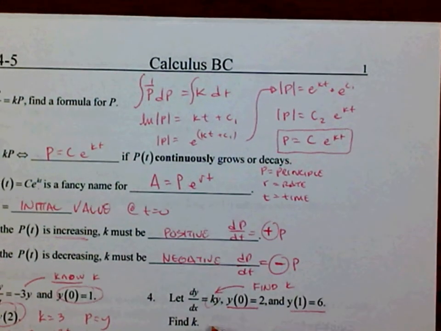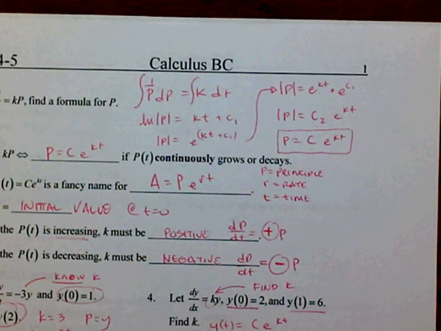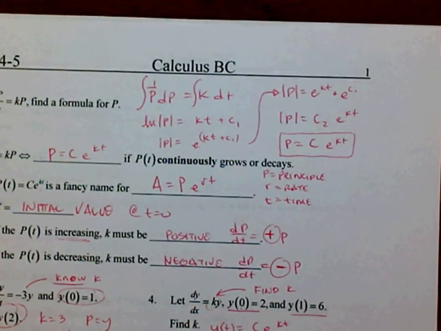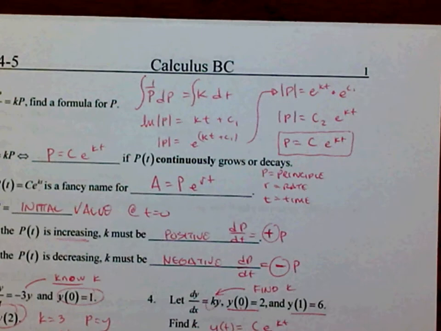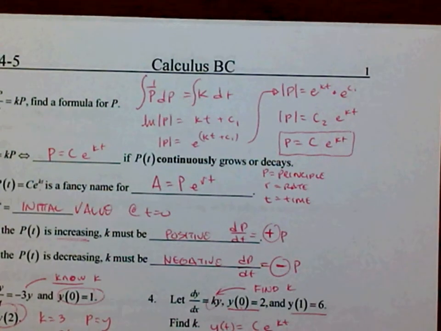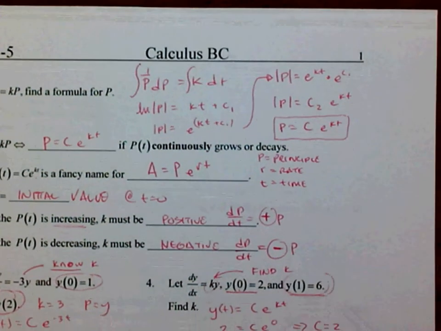So again, y of t will equal c times e to the kt. We know that when t is 0, we get a value of 2. So 2 equals c times e to the 0. Of course, that would mean that c equals 2. y of t equals 2 times e to the kt. We still need to find k. We'll use our second piece of information here to solve that.